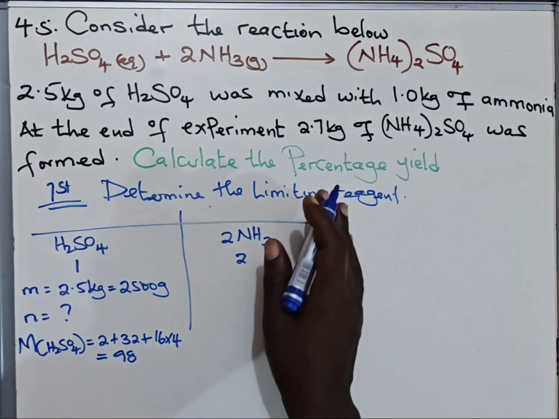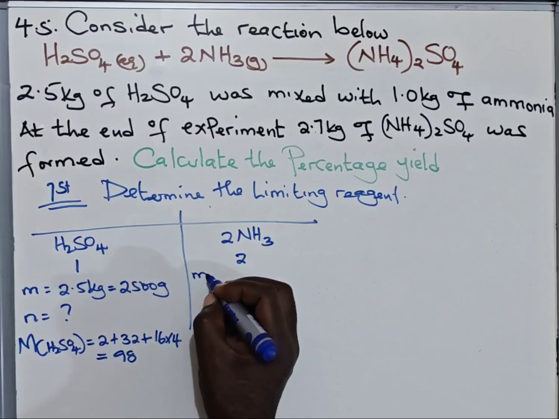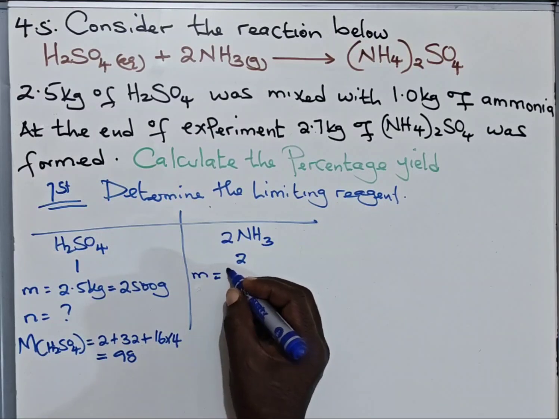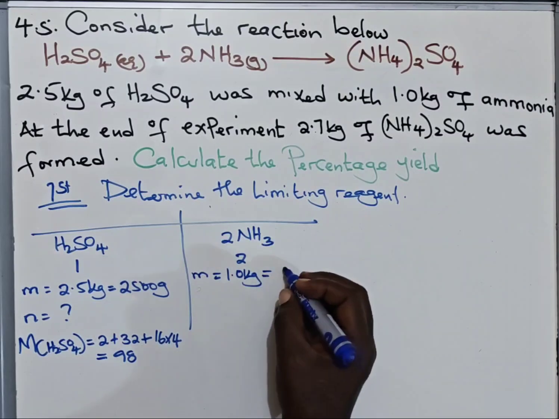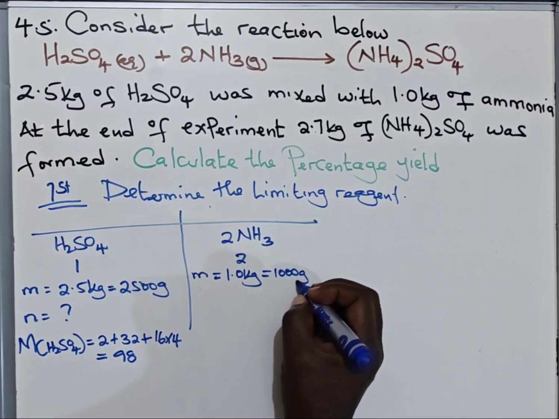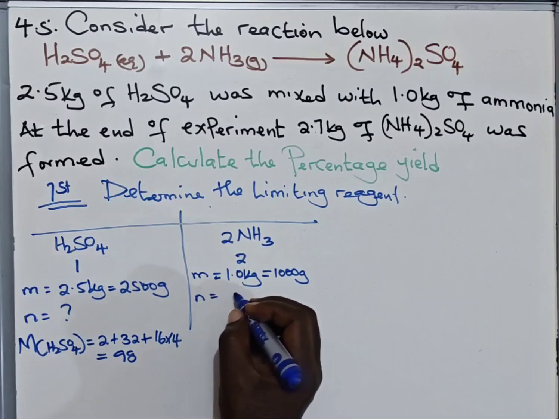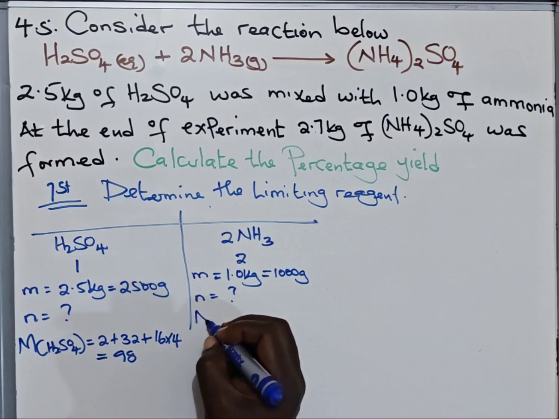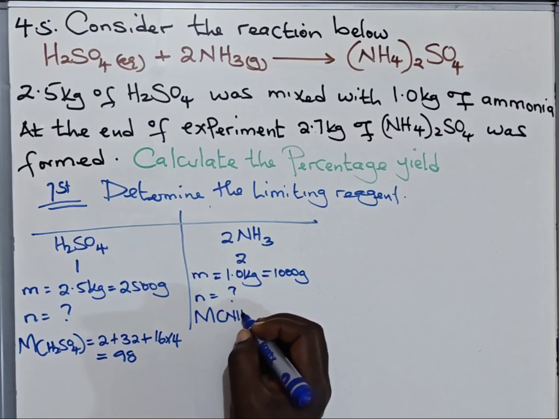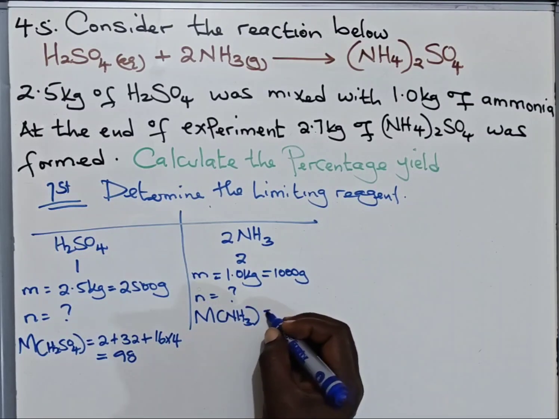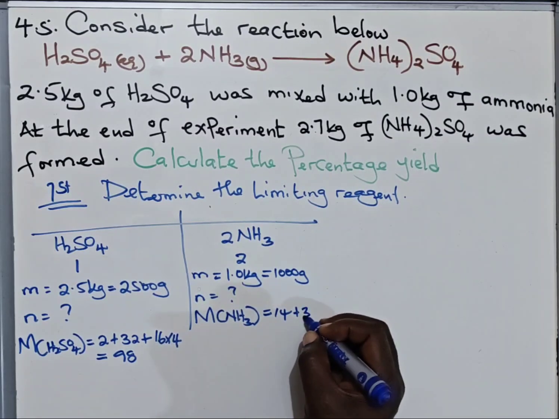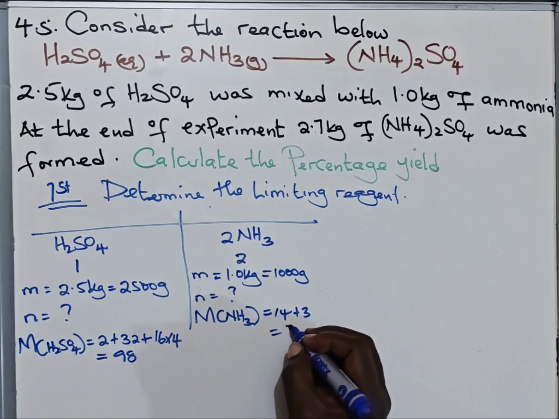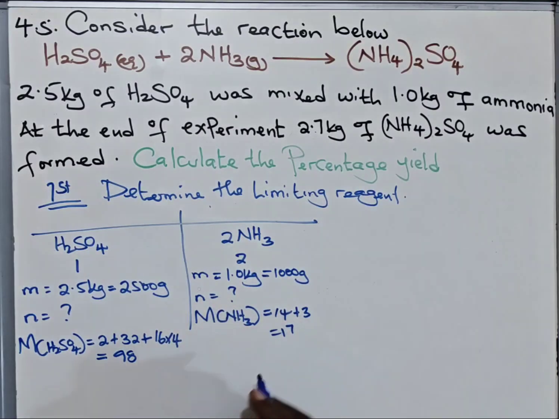Okay. This side, what do we know? We know the mass of ammonia. It is 1 kilogram. So if you change this one to grams, it's going to be 1,000 grams. And we are determining number of moles too. So we will need what? Molar mass of ammonia. And this one is going to be 14 plus 1 times 3, which is 3, giving us 17. Okay, that's what we have so far.